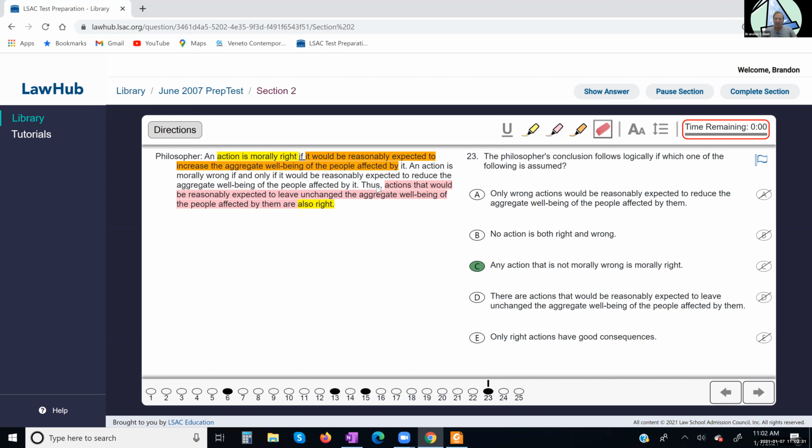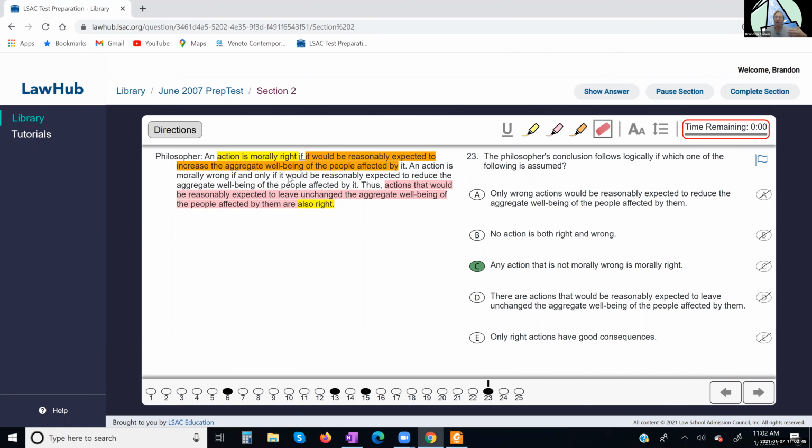Now, what they're saying is it's going to leave it unchanged. Unchanged, in a way, is almost like opposite. It's not inclusive of increasing. This is saying it would reasonably be expected to increase the aggregate, where this one's saying it would be reasonably expected to leave unchanged. So unchanged is not the same as increased.